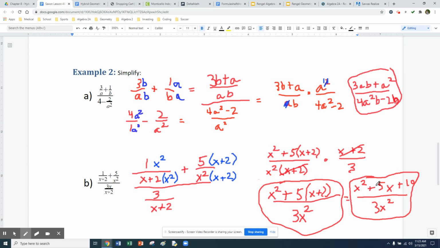So for both of these, we used method 1 from yesterday, where we simplify our numerator to one single fraction and simplify our denominator to one single fraction. Then we can use the dividing method, which is multiplying by the reciprocal, to find our final answer.